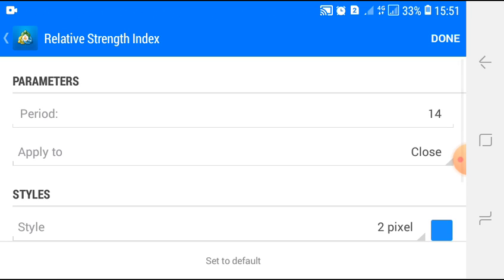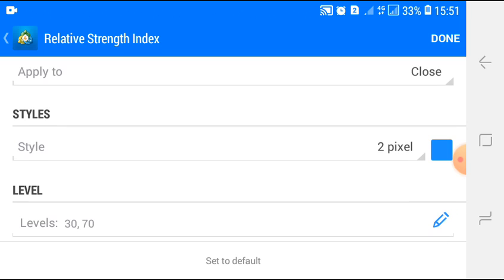So guys, you always want to make sure that your period is 14. You apply to close. Your pixel is 2 or whatever you want to choose. I'm just going to go with 3 because I want to see more of the market. I want a thicker line actually. So my levels are 30 and 70.